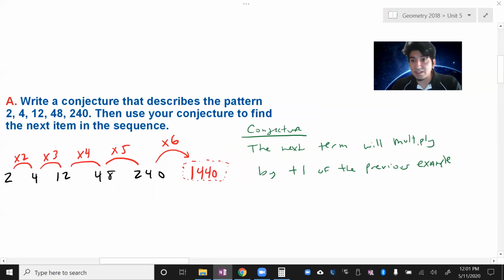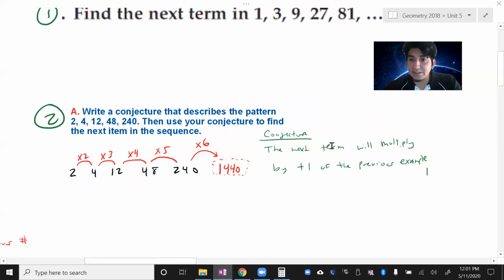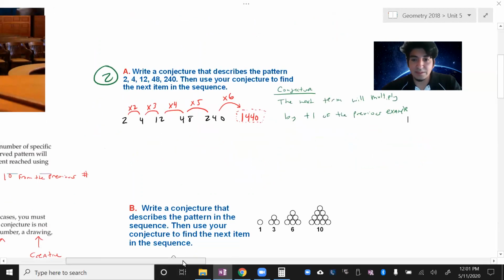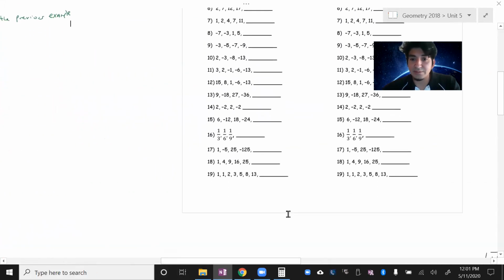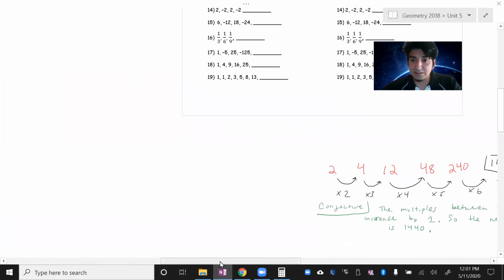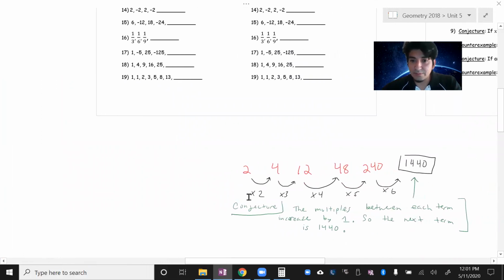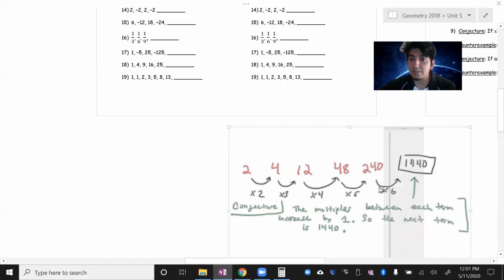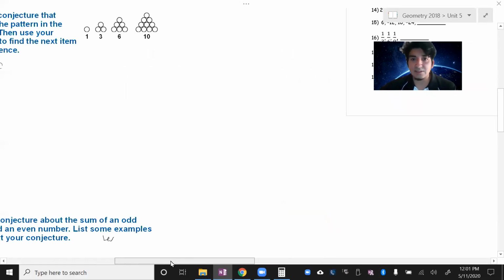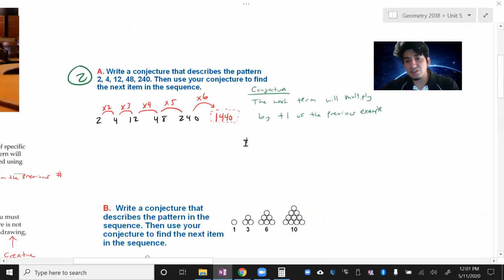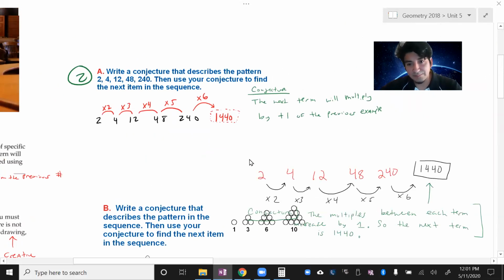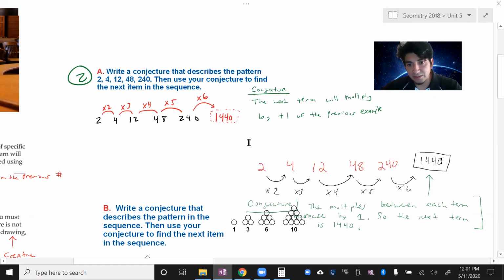Some of you may understand it this way. Another way to understand it, let me see. Another example, kind of like this one. So we can use this one as well. The multiples between each term increase by 1. So the next term is 1,440. A variety of people can be different in the way that they interpret it, but as long as you can state your claims and what it is.